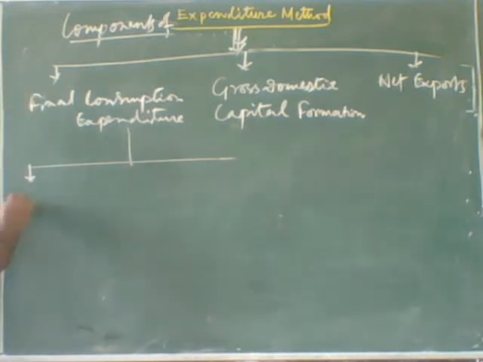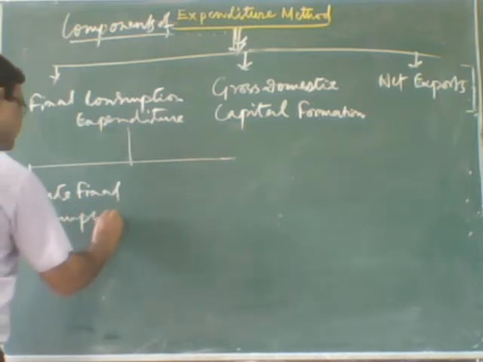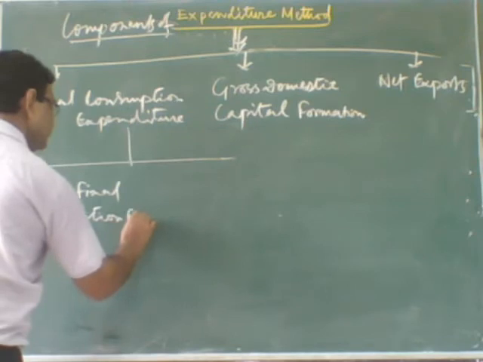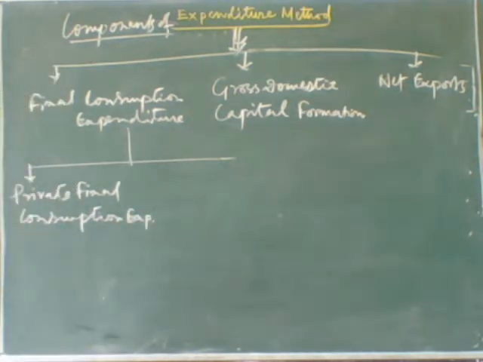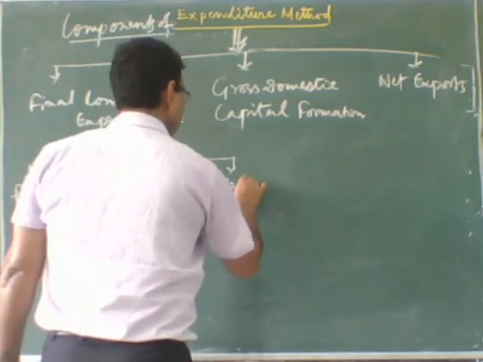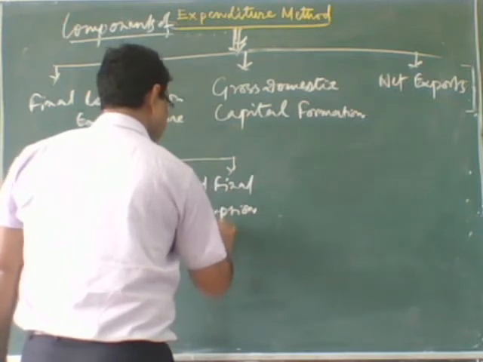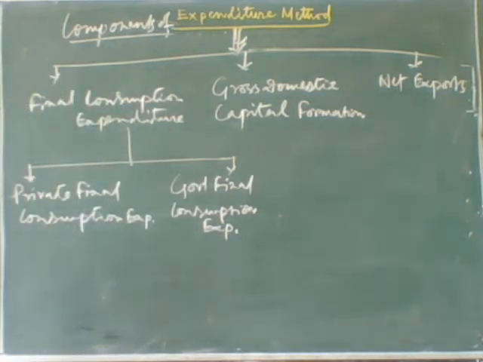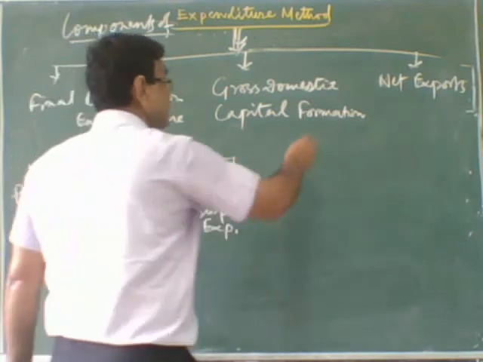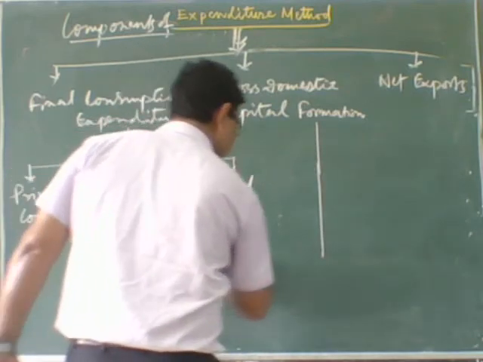Number one is private final consumption expenditure and government final consumption expenditure. These are the two main components of final consumption expenditure. Again, gross domestic capital formation is divided into two categories.